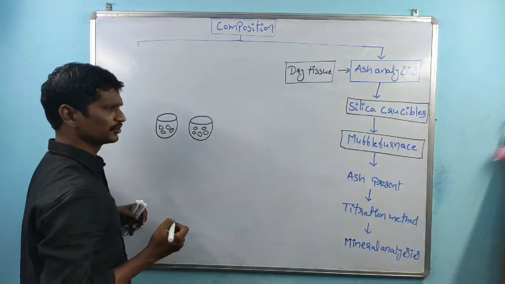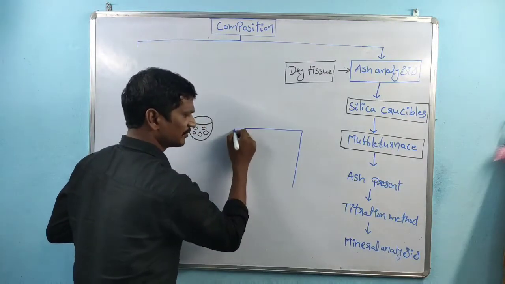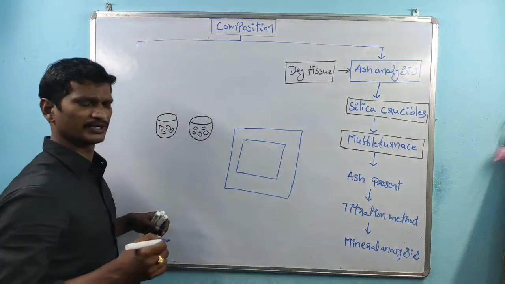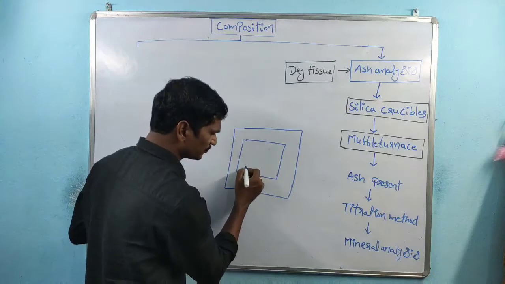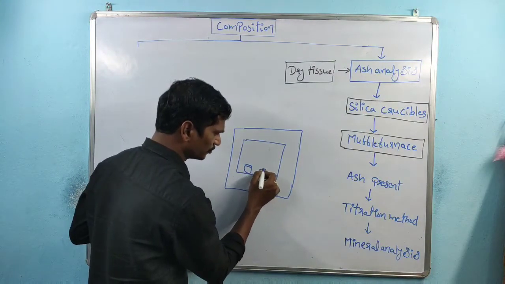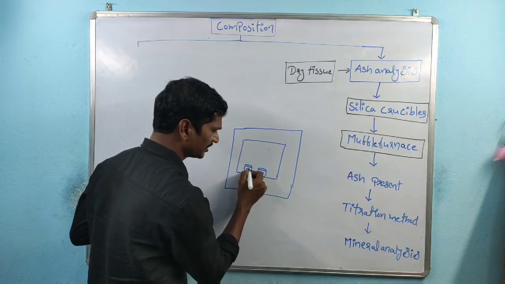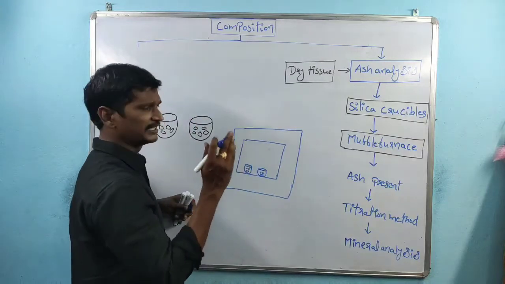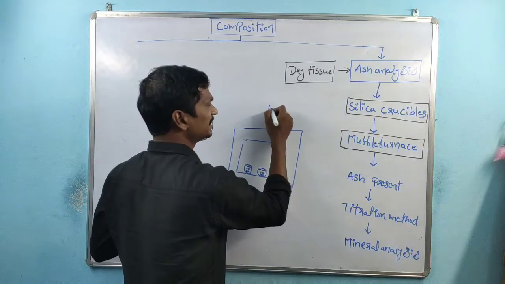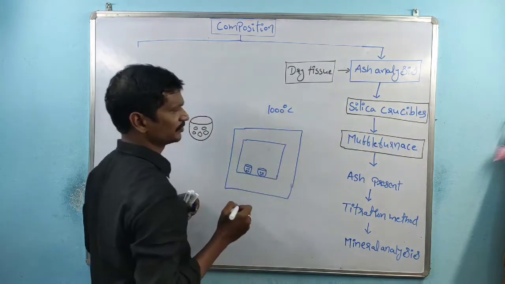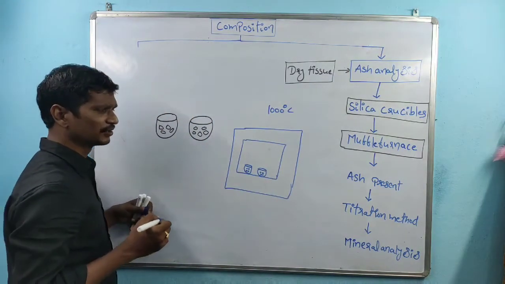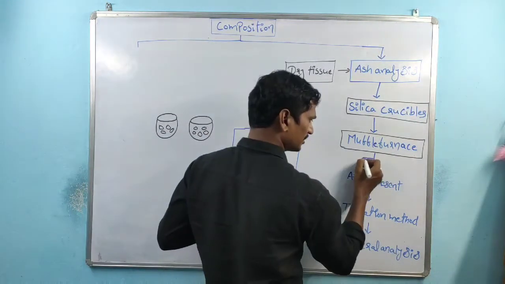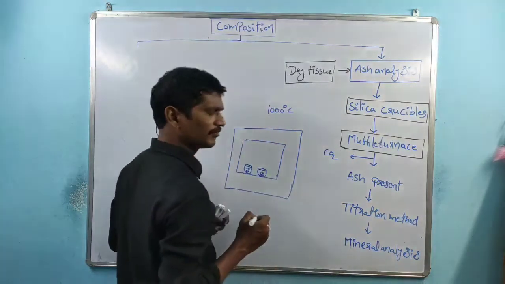The device is called a muffle furnace. Inside the muffle furnace we keep the silica crucibles, which already contain the material or the dry tissue. Inside the muffle furnace we maintain up to 1000 degrees centigrade. At 1000 degrees centigrade, whatever carbon-containing components are there are released in the form of carbon dioxide.